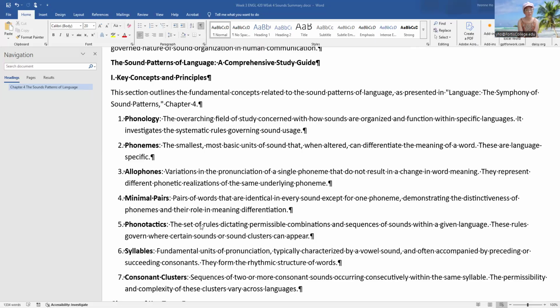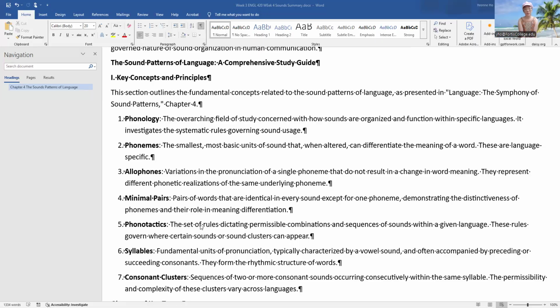These are language specific. Allophones: variations in the pronunciation of a single phoneme that do not result in a change in word meaning. They represent different phonetic realizations of the same underlying phoneme. Minimal pairs: pairs of words that are identical in every sound except for one phoneme, showing the distinctiveness of phonemes and their role in meaning differentiation.